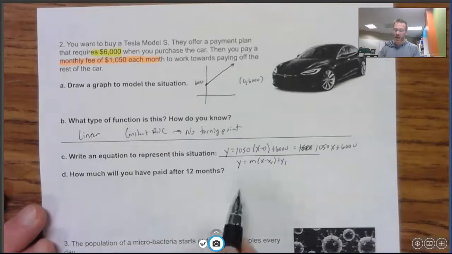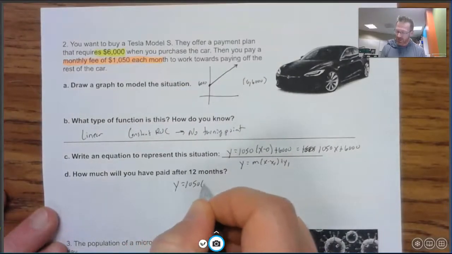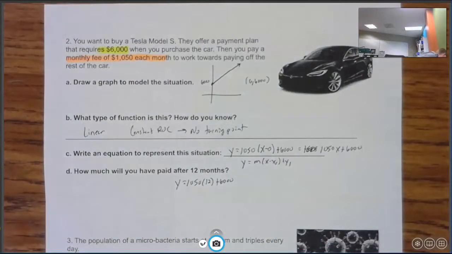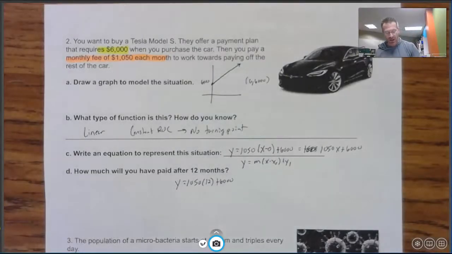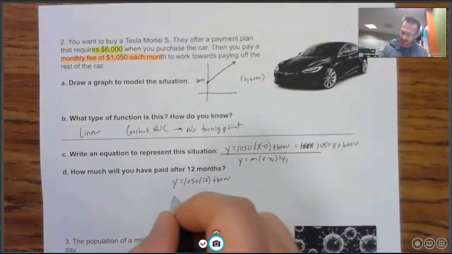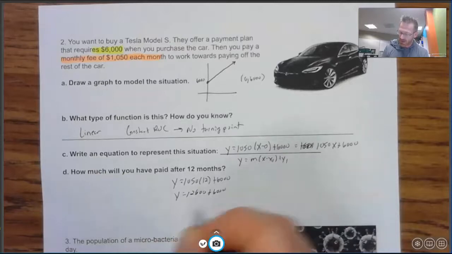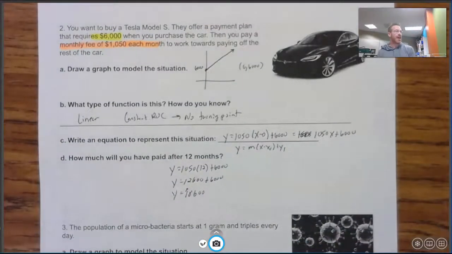Now, how much would you pay after 12 months? So y would equal 1,050 times 12 plus 6,000. So 1,050 times 12 would be 12,600, plus 6,000. So y would equal 18,600. So you would have paid $18,600 after the first year total, towards paying off your Tesla.